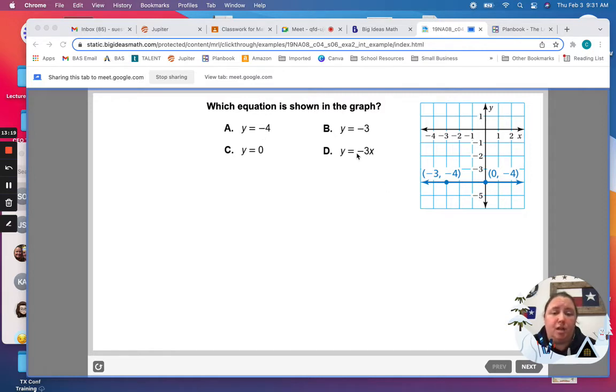So we already know it's not d, right? Because there's no slope. This is telling you the slope's -3. So we already know it's not d. So we're going to have y equals, and then the y-intercept is the only value we have. So what is the y-intercept here? -4. Excellent. So our equation is going to be y equals -4. So our answer is A.